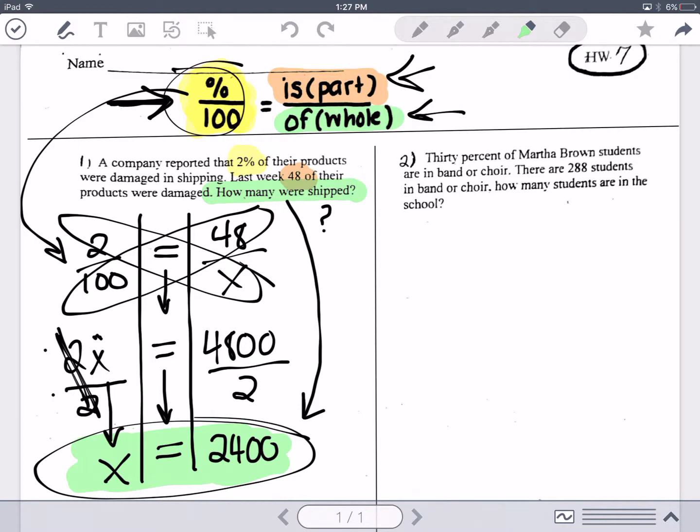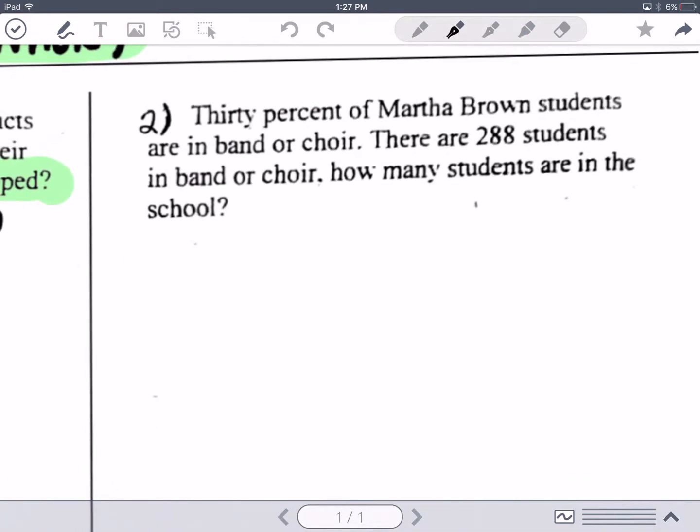All right, let's try the second one. 30% of Martha Brown students are in band or choir. All right, 30% looks like that. 30%. 30% of Martha Brown students are in band or choir. There are 288 students in band or choir. How many students are in the school?